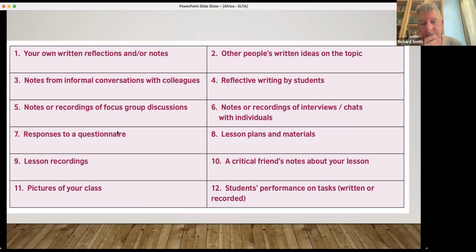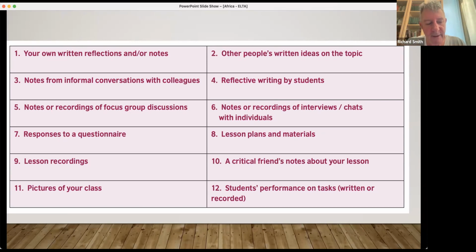Questionnaire, number 7. But remember, research doesn't have to be with a questionnaire. Many teachers think, I'm going to do some research, I must use a questionnaire. But using a questionnaire is not always necessary, okay?